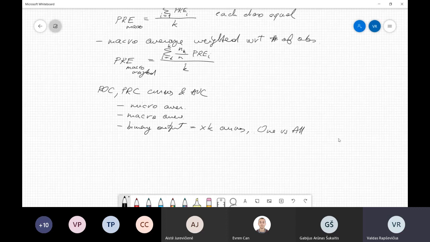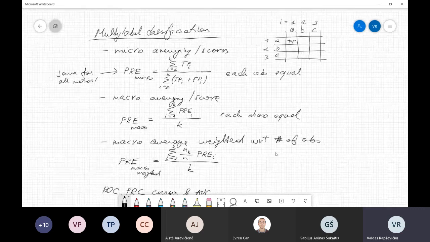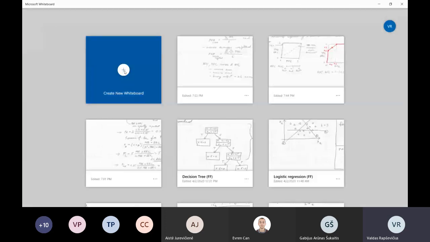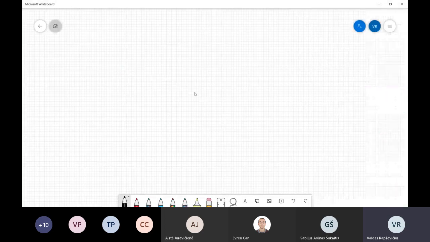Okay, so now that said, these are basically ways to deal with multi-label classification. Closing that up, starting a new whiteboard. Sorry, I'm just making these whiteboards shorter. Okay, so now for your homework, you will have to deal with an imbalanced data set, right?